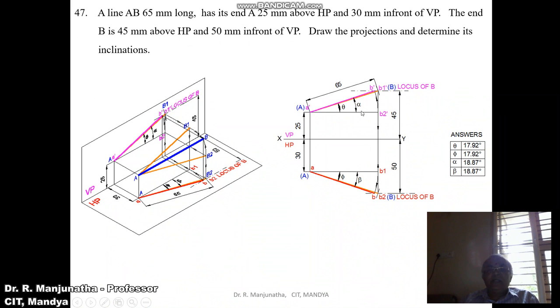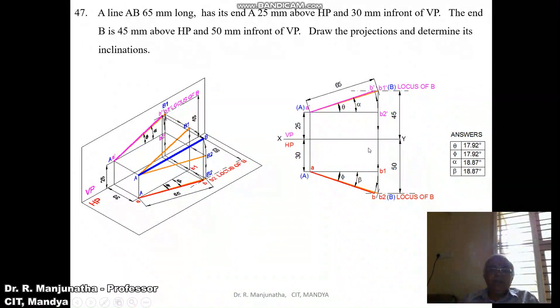But actually B2 dash is not above HP by 25 mm. Instead B2 dash is above HP by 45 mm, and you have to rotate such that the length of that line does not alter. That is possible only by drawing an arc. So using the compass, with A dash as center, taking the radius of A dash B2 dash, you rotate it such that it cuts the locus of B in the front view. Then you mark this point as B dash and join A dash B dash with a dark line.